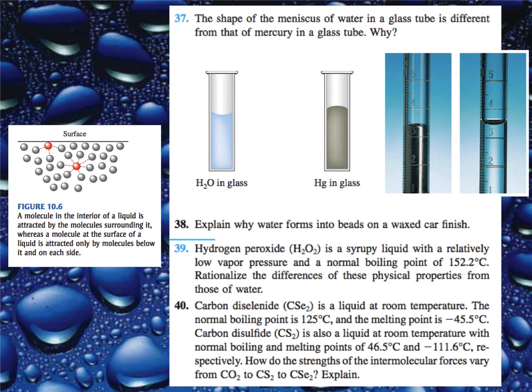A convex meniscus occurs when the particles in the liquid have a stronger attraction to each other than to the material of the container, and here cohesive forces are dominant. Conversely, a concave meniscus occurs when the particles of the liquid are more strongly attracted to the container than to each other, causing the liquid to climb the walls of the container. In this case, adhesive forces are dominant, and capillary action can occur when the tube is narrow enough in such a case.